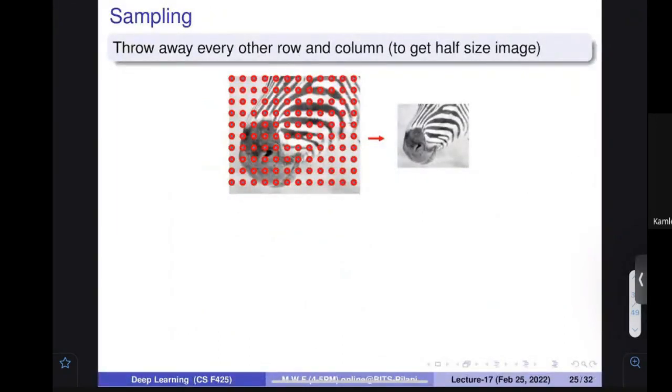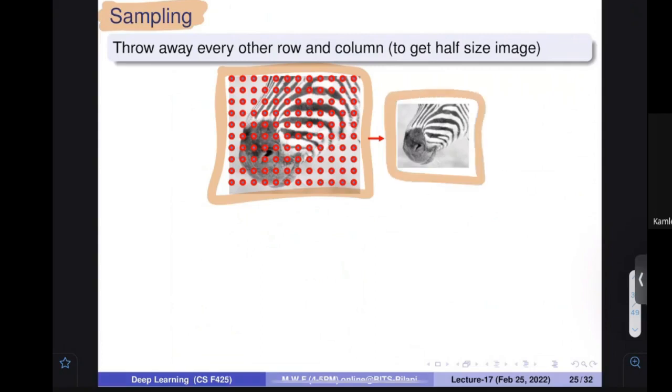One more operation that is very needed sometimes is called sampling. And what is sampling? For example, this is a big image of the zebra, and I wanted to get the small image. So how can you suggest I get a small image? You can tell that, sir, every alternate pixel you pick, you drop this particular pixel and you take the next one. So if you drop one by one pixel, you are going to get this small image. Is it a good idea?